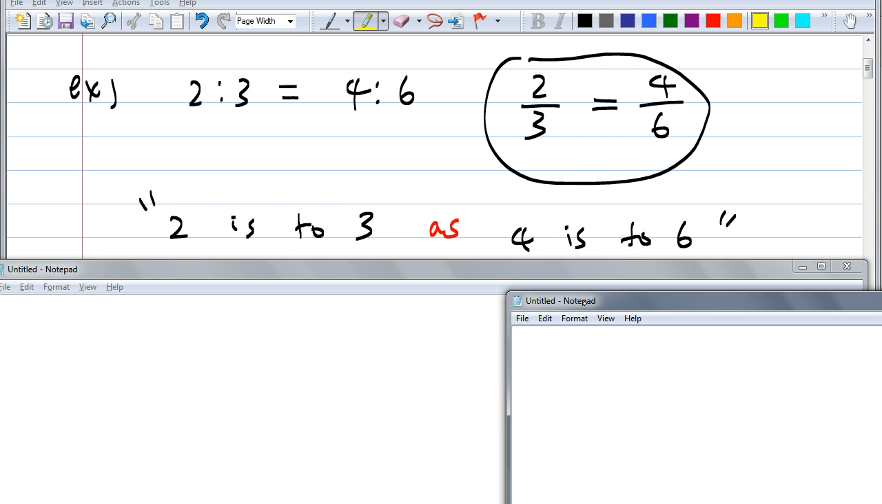What would this be? 2 is to 3 as, how about, 6 as 2? 9, very good. We can multiply top and bottom by 3. Anyway, that's the idea. Okay, let's move on.